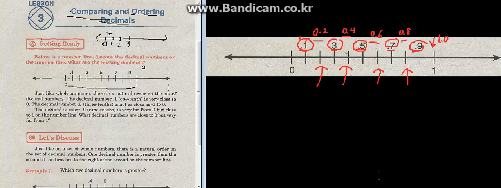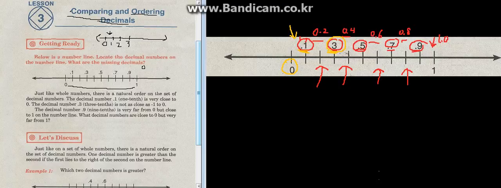So just like whole numbers, there's a natural order in the set of decimal numbers. The decimal number 1/10, let me change the color, okay, so this number 1/10 is very close to 0, right? It's very close to 0. And the decimal number 3/10 here is not as close to 0 as the 1/10, right? 1/10 is much closer to 0 than the 3/10.